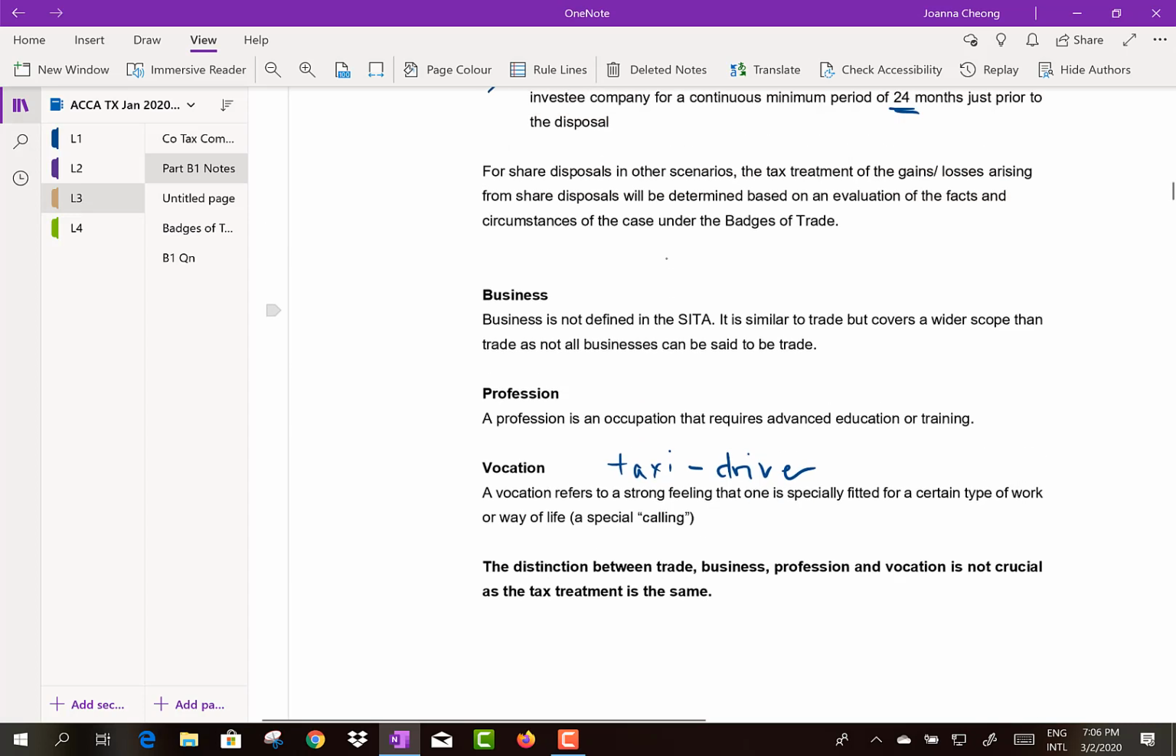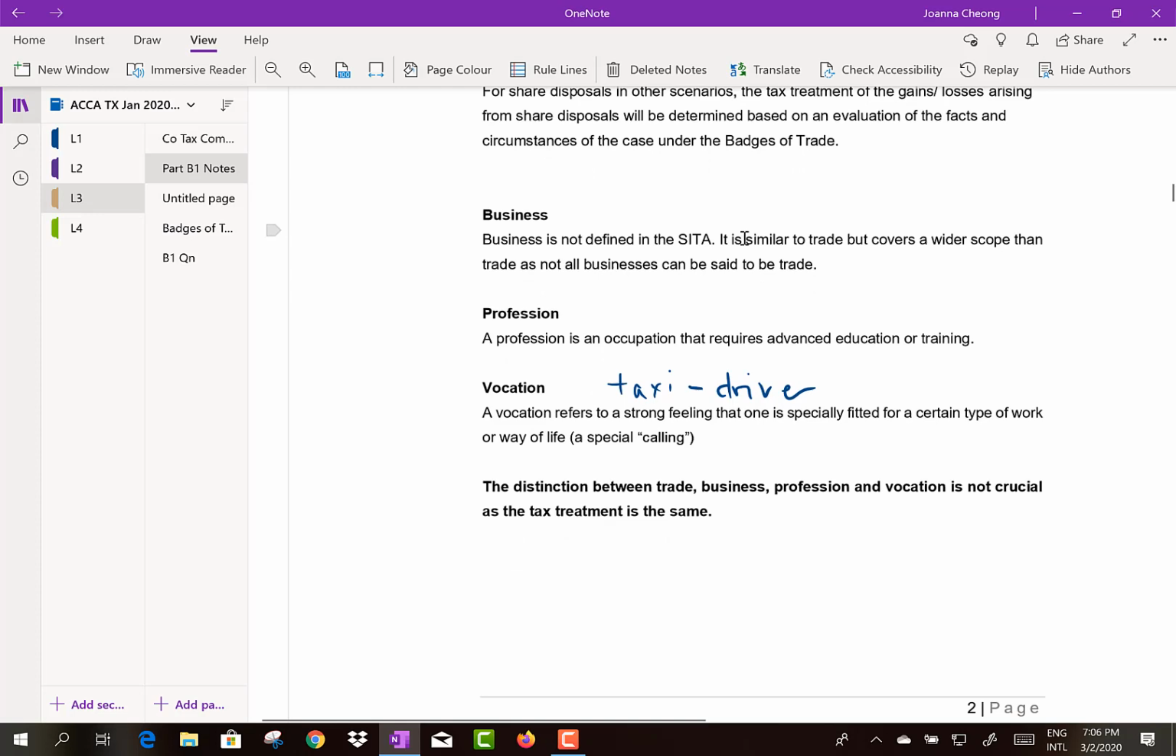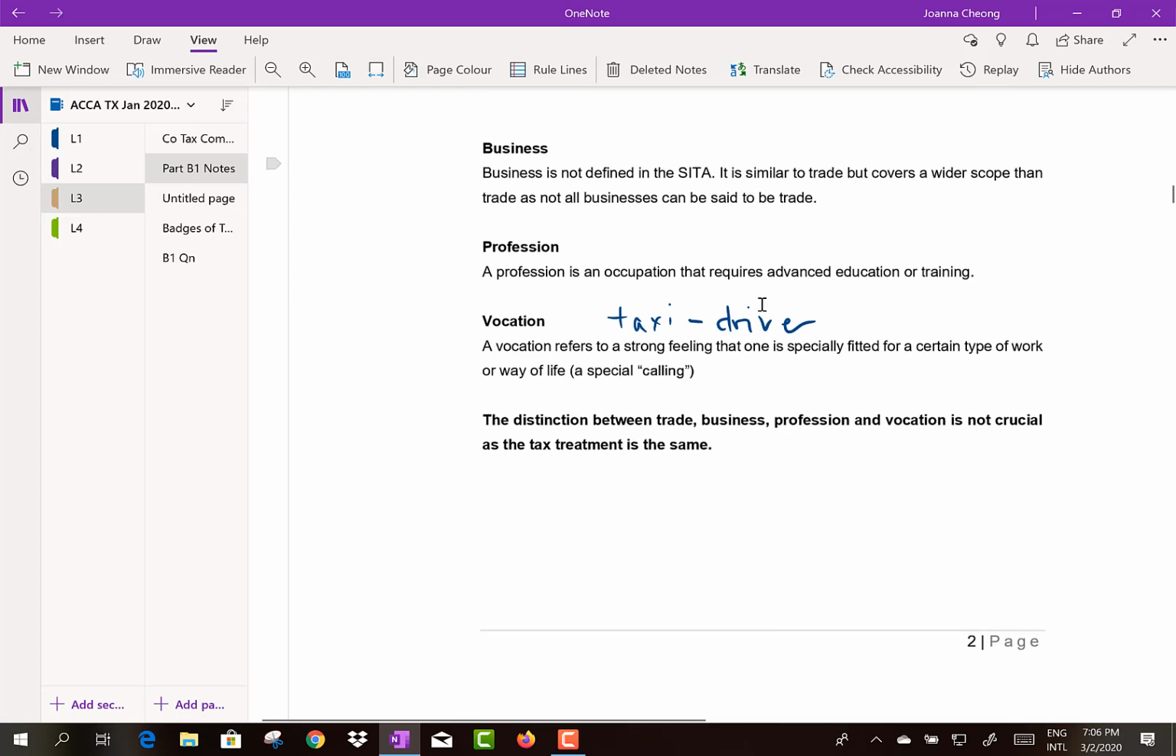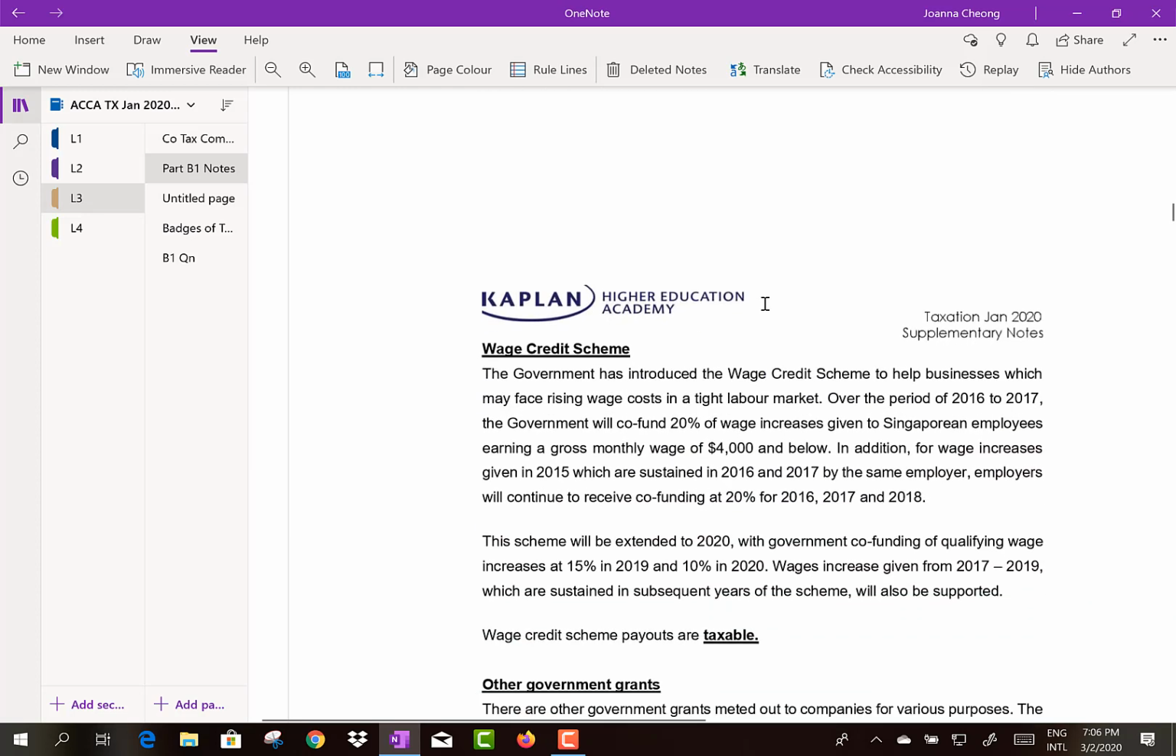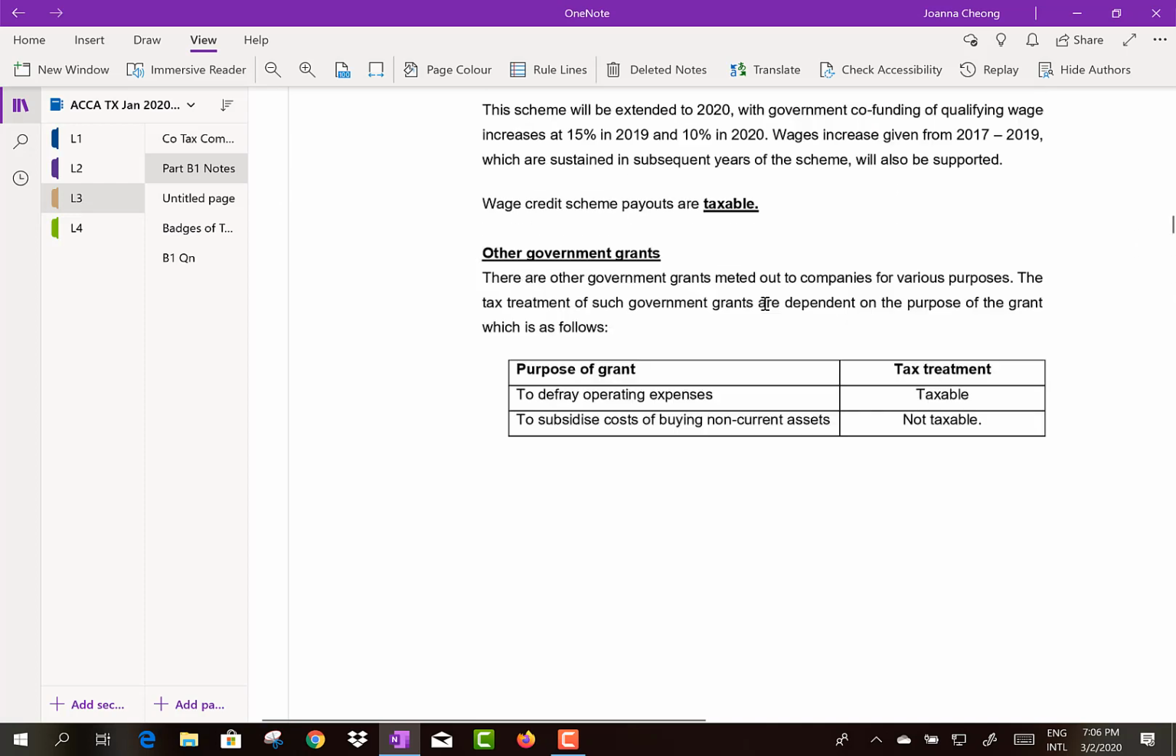However, all in all, we don't have to worry whether it is a trade, vocation or profession and so on. As long as it's under 10.1(a), the tax treatment is pretty much the same. You don't really have to worry about how to segregate them. The differences between them are actually quite minimal. So that is 10.1(a). Okay, let us move on to page 3.